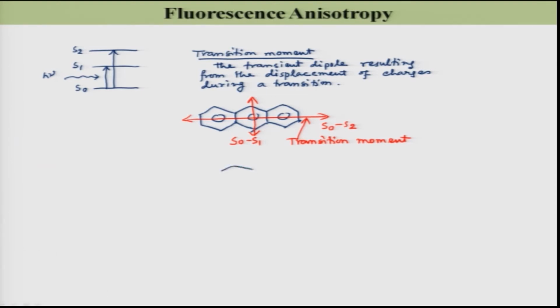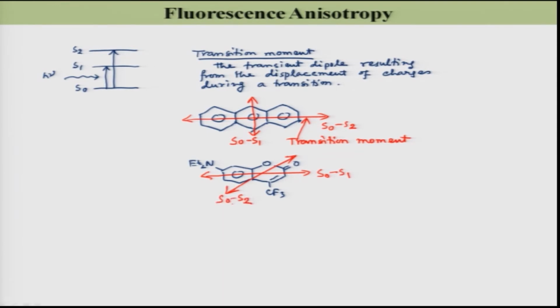Let us say I take a coumarin dye. In this case, the directions of the transition moments are different. The S0 to S1 is oriented like this. This is the S0 to S1 transition moment. For S0 to S2, it is like this. This is the S0 to S2 transition moment. So, depending on the molecule, the direction is different.